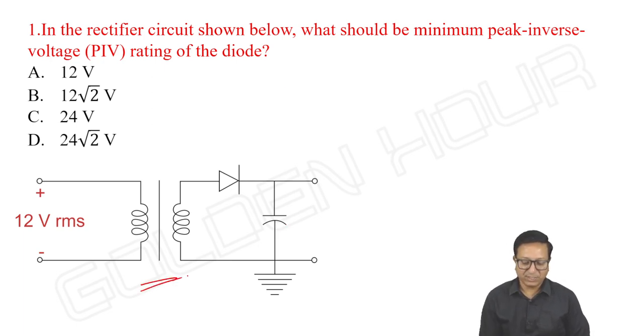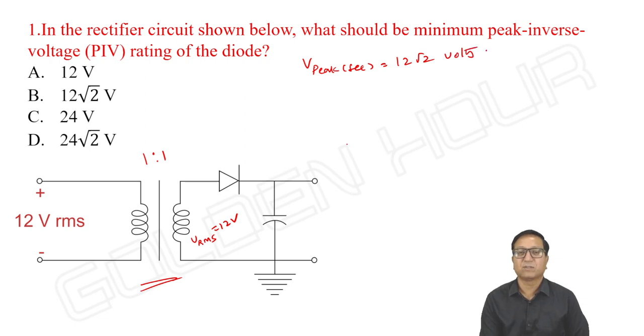You see here only the transformer is given this way. So by default, the turns ratio is 1:1. If that is the case, the RMS value of the secondary voltage is also equal to 12 volts. Then what about the peak voltage? V peak secondary is just RMS multiplied with √2. Okay, it is also fine.